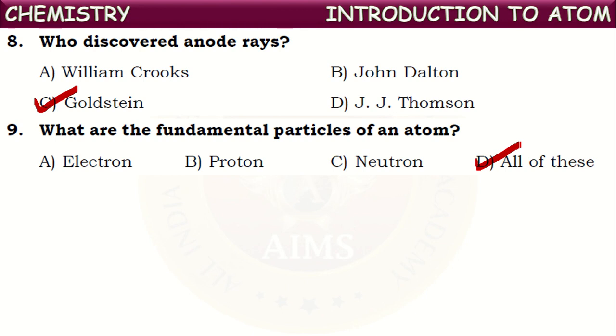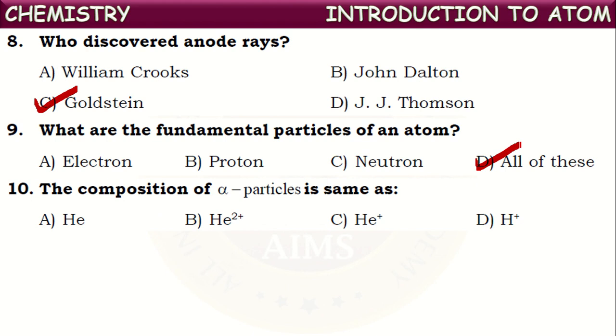Okay, next one. The composition of an alpha particle is the same as. We said alpha particles are emitted from radioactive substances. When radioactive substances decompose, they produce these alpha particles. Actually, an alpha particle is nothing but a bunch of two protons and two neutrons. These four particles together are considered one alpha particle, which has 4 units mass and 2 units positive charge because it contains 2 protons and 2 neutrons.